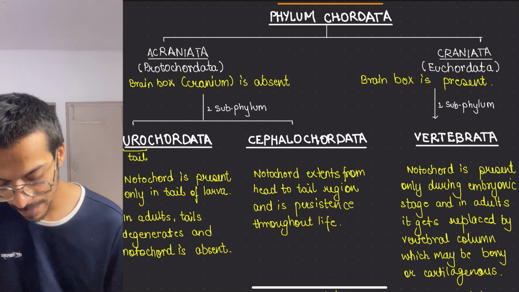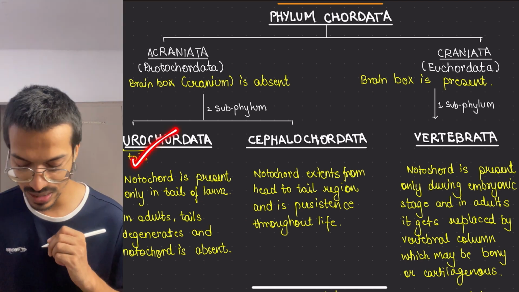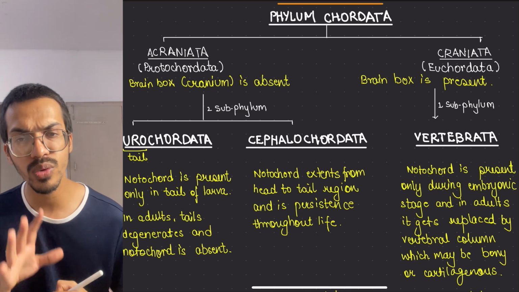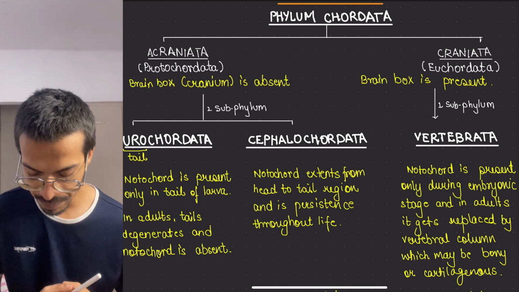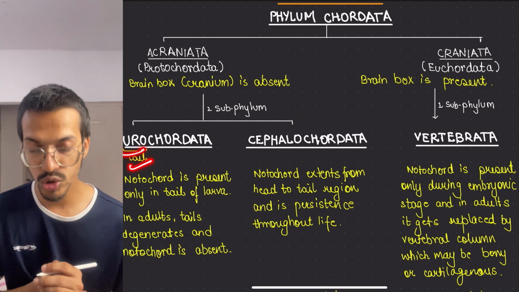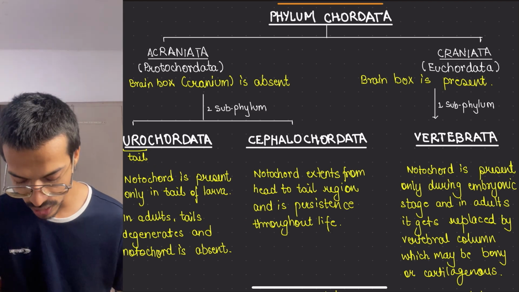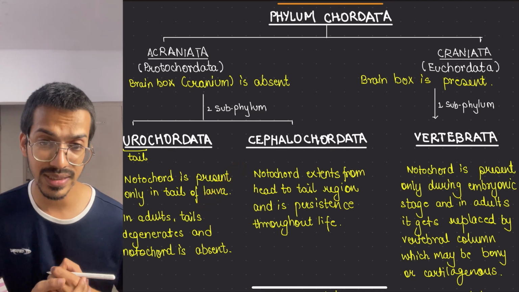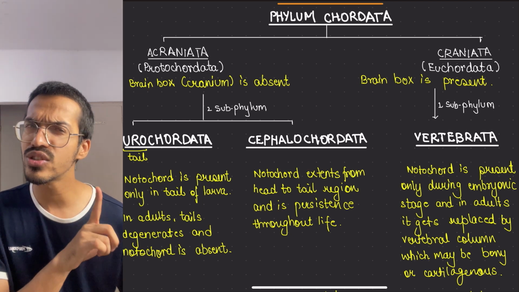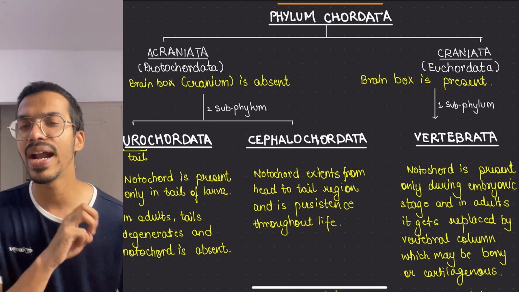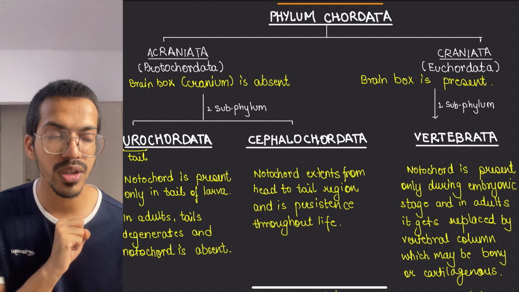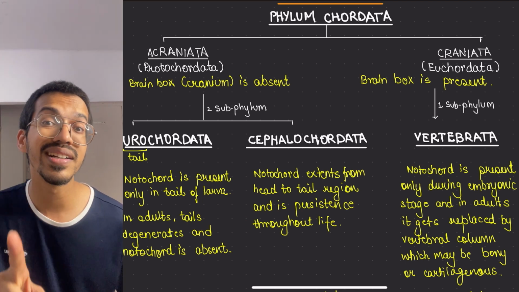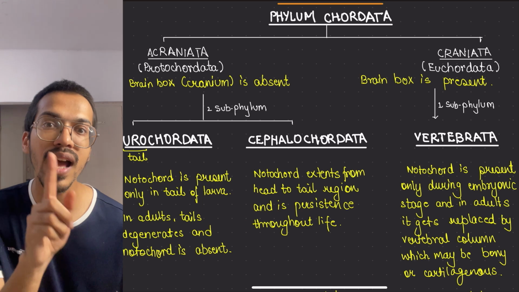Here, the first subphylum is Urochordata, the second is Cephalochordata. They both belong to Acraniata or protochordates. Uro means tail. So here the notochord is present only in the tail of the larva. In the adult, it is not even present. If we find the adult organism and we don't find the notochord, we might have put them into non-chordates, but then we studied its larva, which has a notochord.